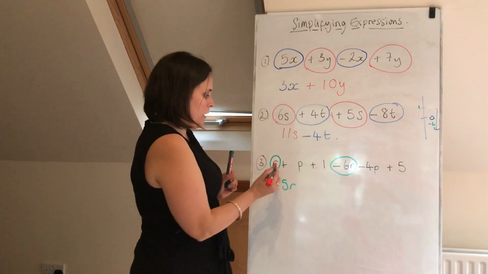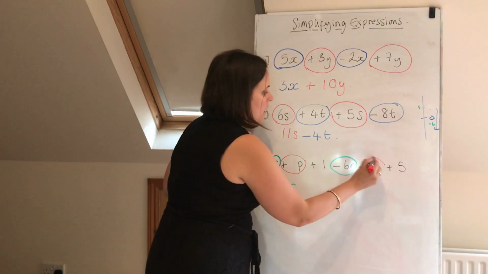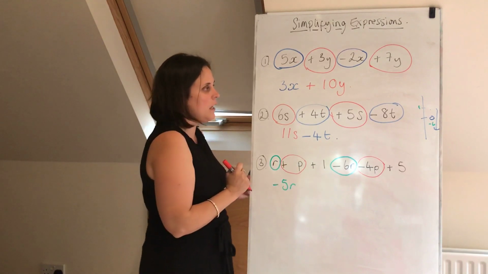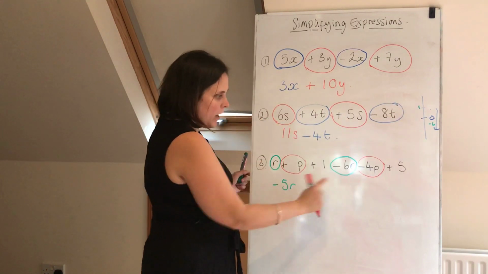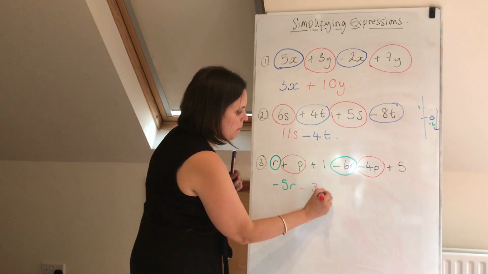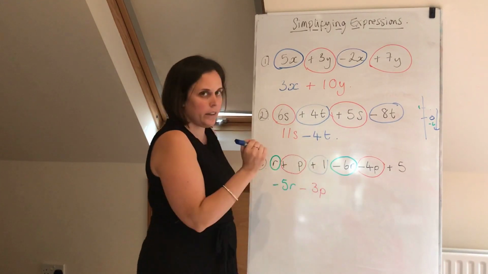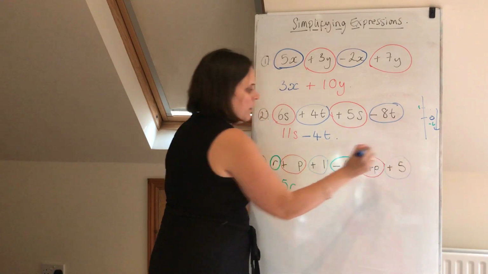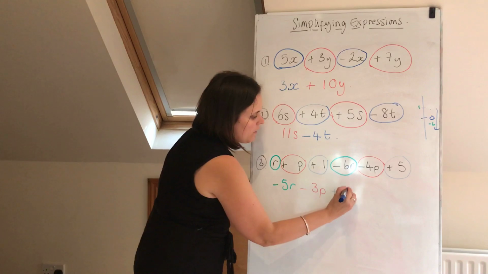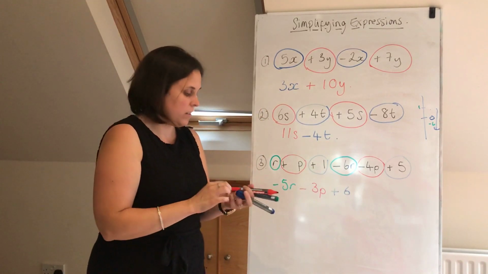If we then look at the p's, so again circling the sign in front of it as well, we've got plus p, take away 4p. Now again that's plus 1p, so we're at 1, take away 4, now that's going to give us negative 3p. And then lastly, we've got plus 1 and plus 5, and that's just normal and straightforward. So 1 plus 5 gives us plus 6 altogether. And that then is our final answer, okay?